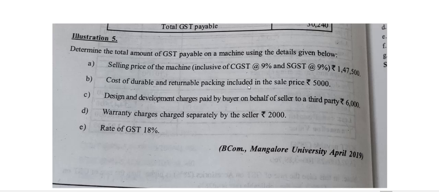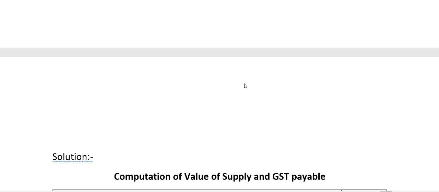Cost of durable and returnable packing included in the sales price. Very simple. Just deduct this. Design and development charges paid by buyer on behalf of seller, that is to a third party, 6,000. So this expense is not included, so we have to include. Warranty charges charged by the seller separately, 2,000. This also we have to take into account. Rate of GST 18%. Very simple problem but very interesting also. So let's find out the solution.